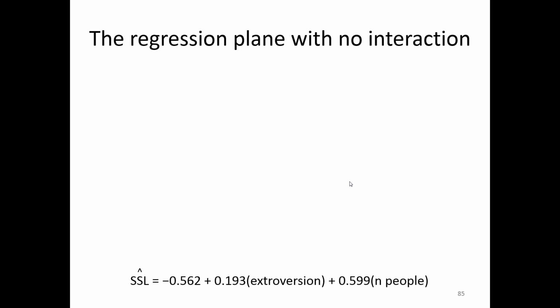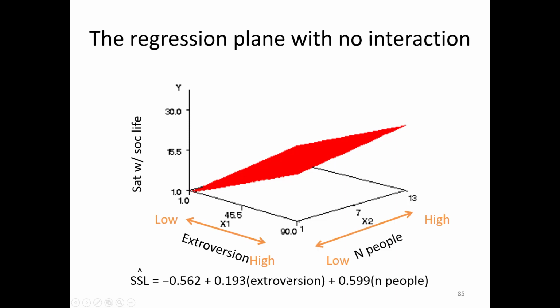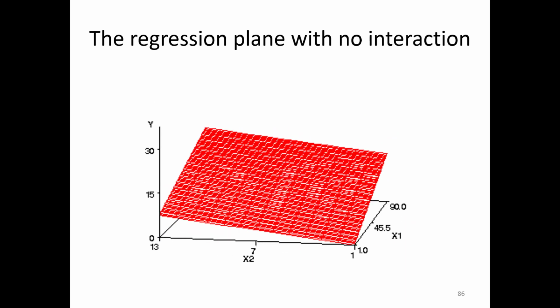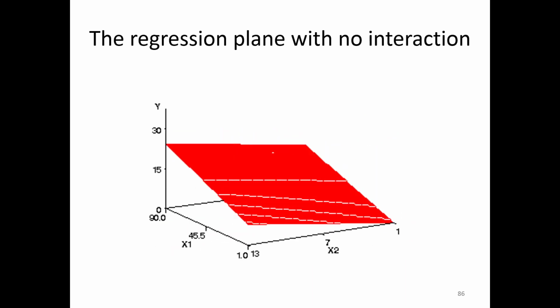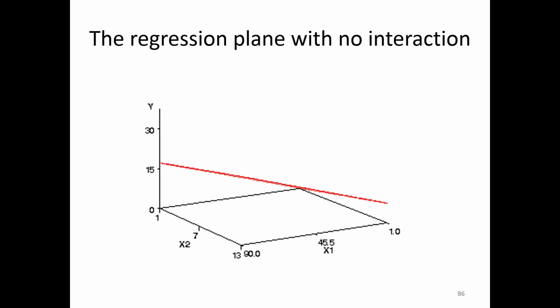Okay, so here's the regression plane with no interaction. This is from this equation right here, just the model as a multiple regression model with no interaction. So there's extroversion from low to high, number of people talked to from low to high, and satisfaction with social life. So you can see that the plane is rigid. It's flat and it's not warped. If we look at it like that, it's all kind of like one piece of plywood that's just tilted in a different direction.